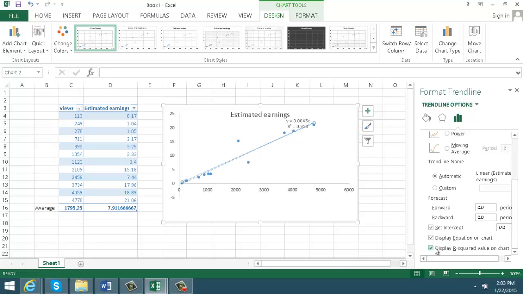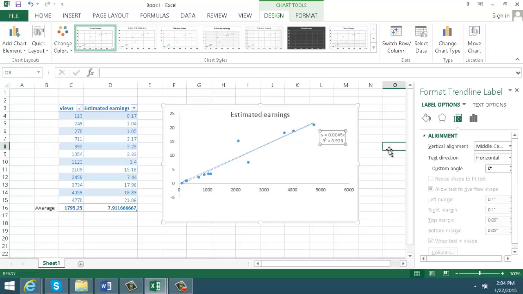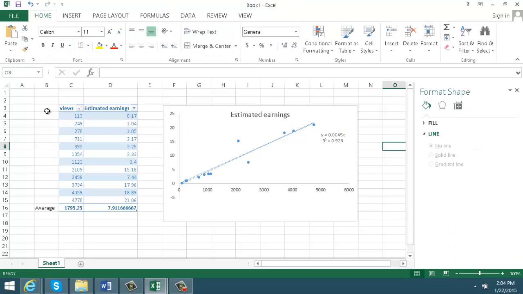Okay, now we get it. Let's put it aside here. Okay, this is the raw data. And see, I make $7 on average, and my average of views is 1,007. As you can see, this equation is telling me I made below average.